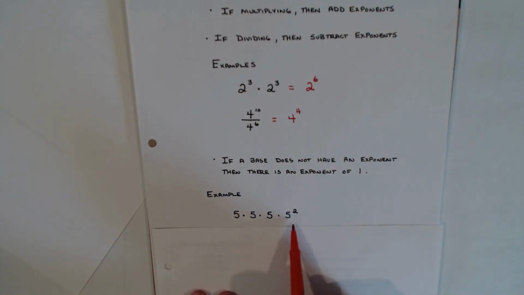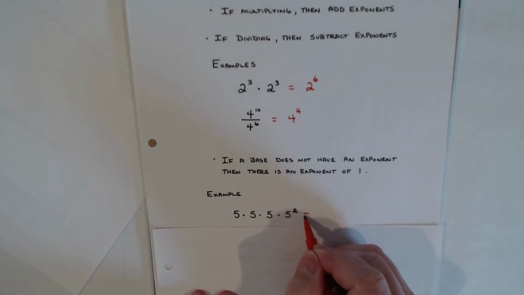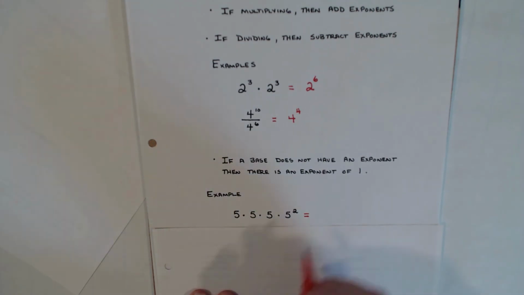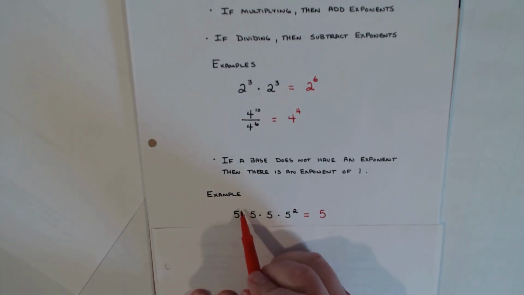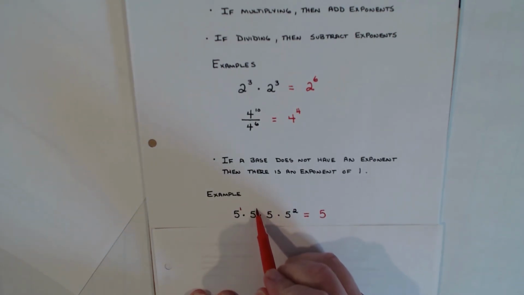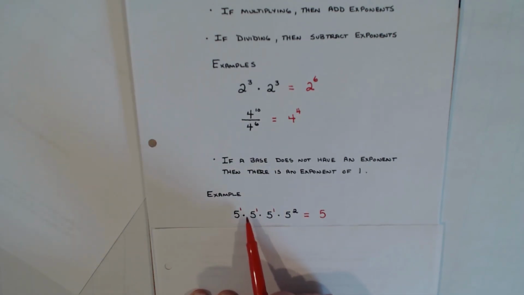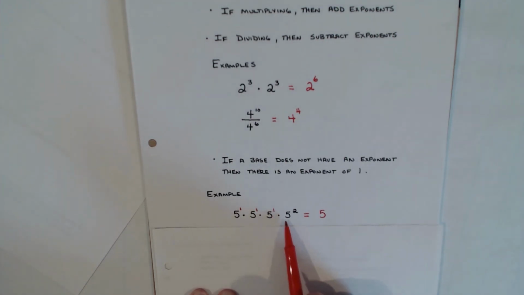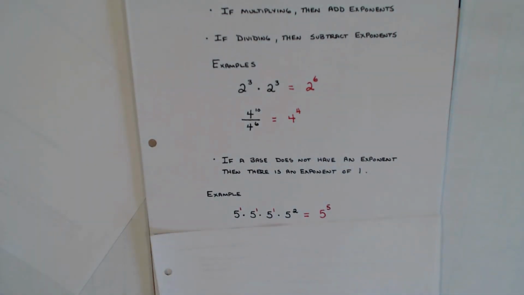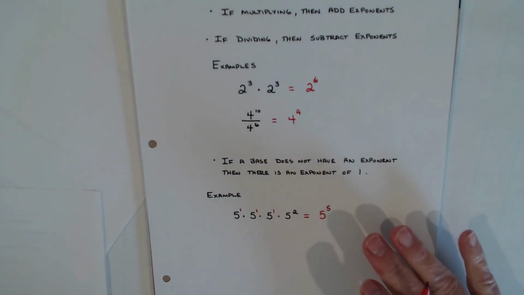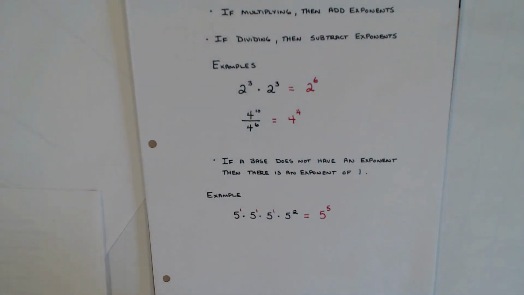I'm going to multiply all these bases together, and I'm going to use my laws of exponents. The base is going to stay the same. It's going to be 5. This base right here has an exponent of 1. So does this one, and so does this one. I add all these together because I'm multiplying. 1 plus 1 plus 1 is 3, plus 2 is 5. Those are our basic laws of exponents. And these examples right here will help you with those first 6 problems.